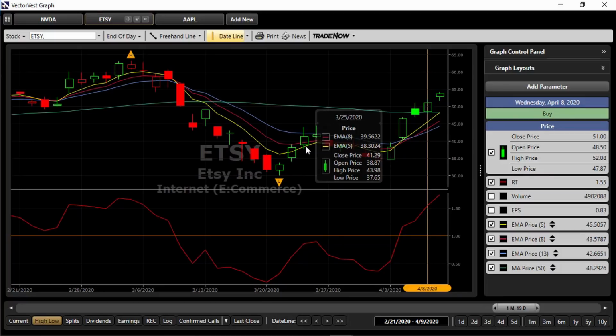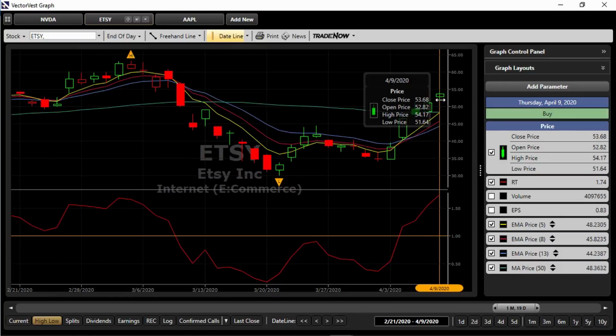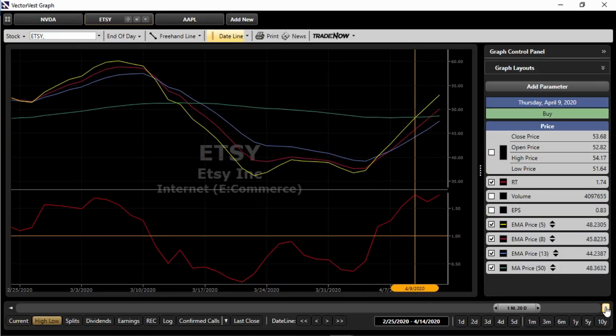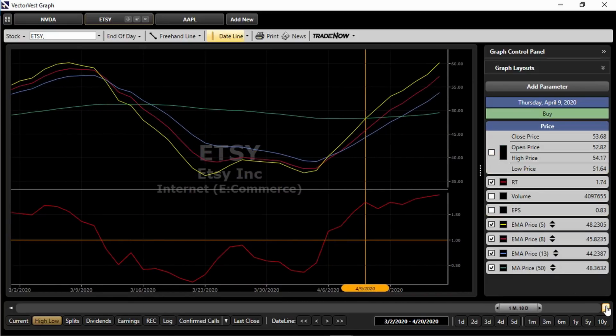So there's another entry here. So price closed at $51 even on that day. Following day, confirmed and went higher than that day's close. So you're in the trade. Let's continue to move forward. Just going to use my right arrow here.